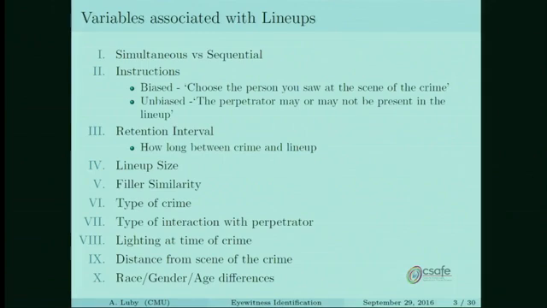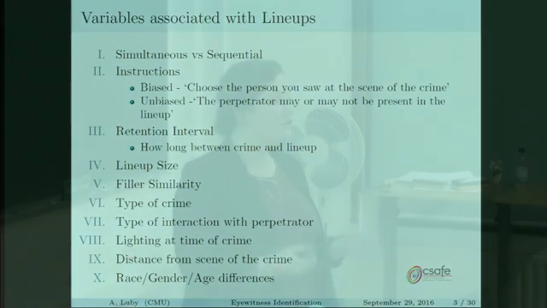There are also instructions that the witness is given by the police department. I'll talk about these in the case of biased instructions, as we call them. That would be, choose the person that you saw at the scene of the crime, which implies that the actual person is in the lineup, versus unbiased instructions, which is more like the perpetrator may or may not be present in the lineup. So you're given an explicit option to say that the person is not in the lineup.